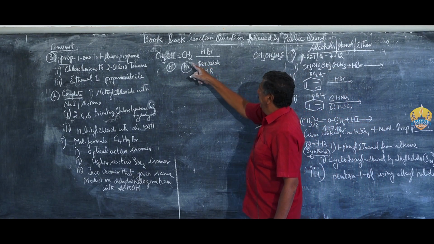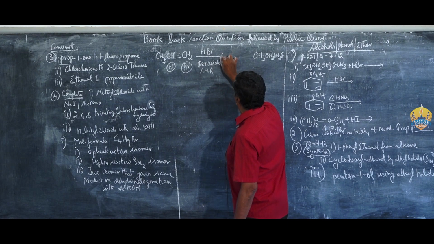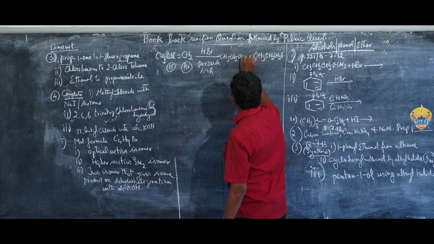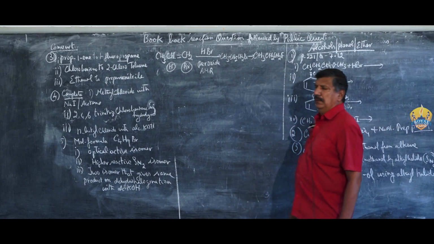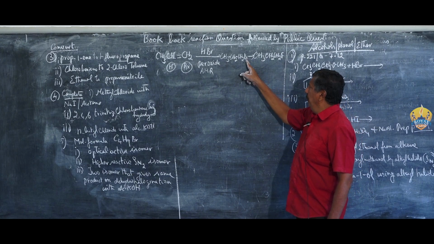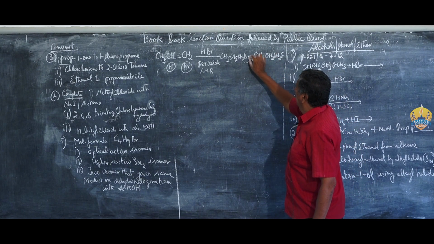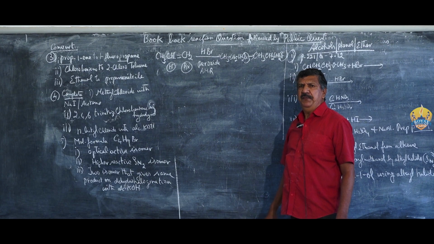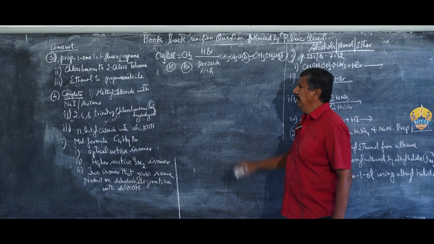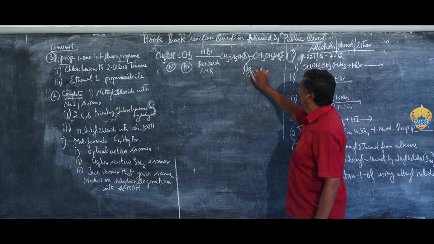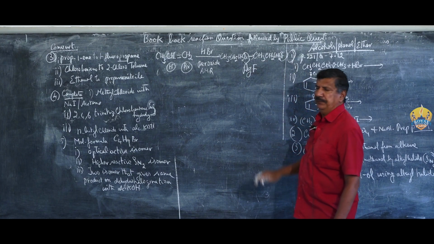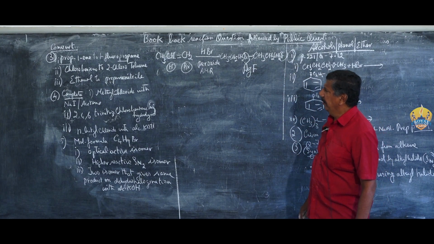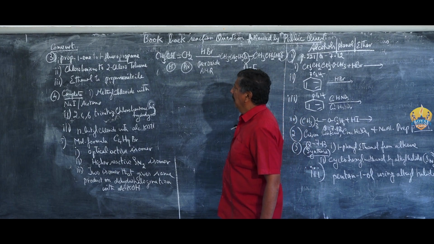So what is the product? You see this one, write the product. That is always favorable. That is easy. Next one, bromide is converted into fluoride. What is the reagent used to convert bromide into fluoride? AgF. AgF, that's all.